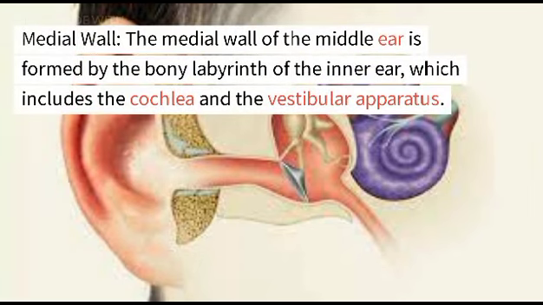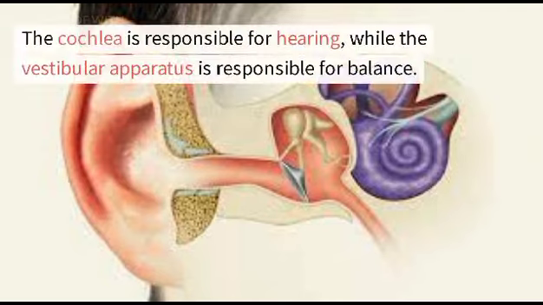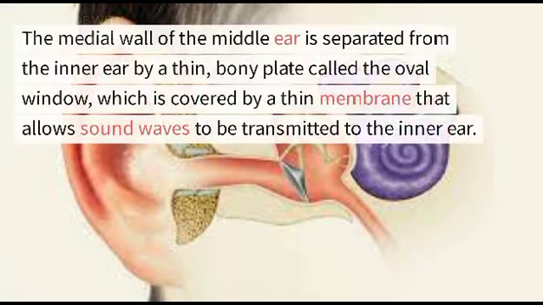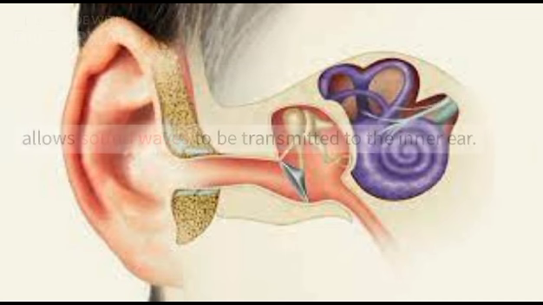Medial wall. The medial wall of the middle ear is formed by the bony labyrinth of the inner ear, which includes the cochlea and the vestibular apparatus. The cochlea is responsible for hearing, while the vestibular apparatus is responsible for balance. The medial wall of the middle ear is separated from the inner ear by a thin, bony plate called the oval window, which is covered by a thin membrane that allows sound waves to be transmitted to the inner ear.